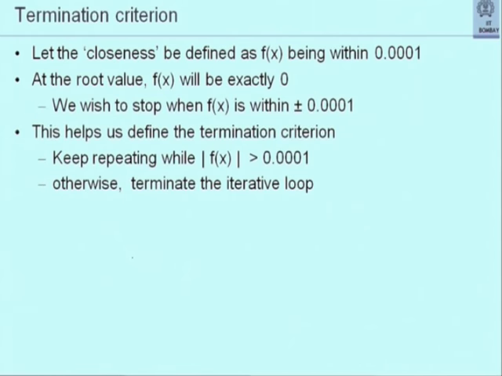But I leave it to the machine to figure out how many iterations it should execute by putting a conditional execution law. So if I define closeness to be within 0.001, we wish to stop when f(x) is within plus minus this. This gives us a criteria. Set up an iteration, keep repeating the iteration while absolute value of f of x is greater than 0.001.